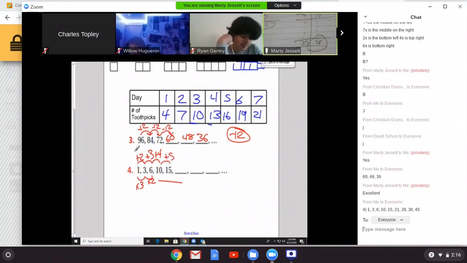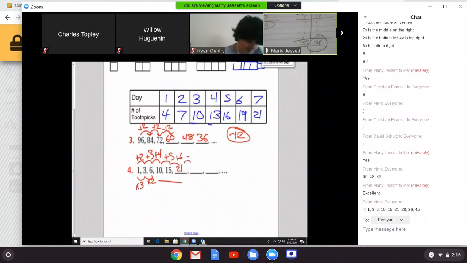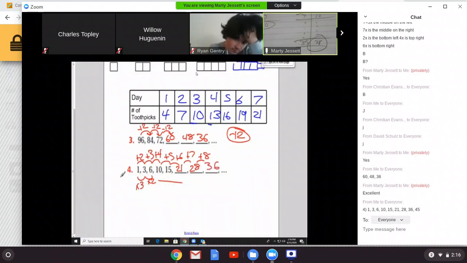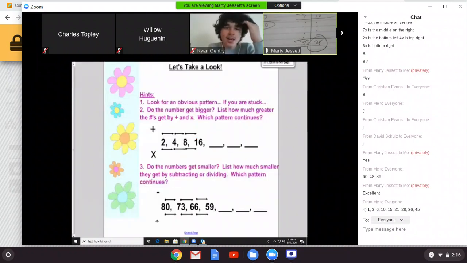Now I'm seeing a pattern. First we added 2, then 3, then 4, then 5. So I think we're going to add 6 and get 21. Then add 7 and get 28. Then add 8 and get, that's right, 36. Oops. All right, so it didn't go up by the same thing each time, but when we wrote it out, we could figure out what the pattern was.